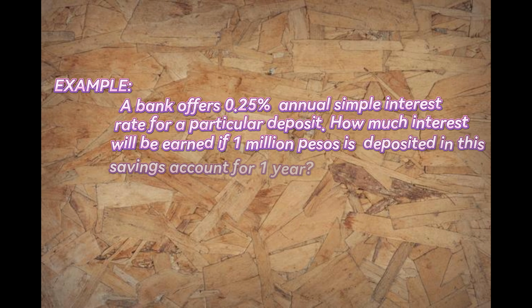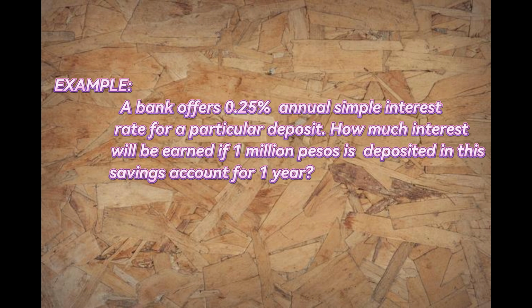So let's move to our first example. A bank offers a 0.25% annual simple interest rate for a particular deposit. How much interest will be earned if 1 million pesos is deposited in this savings account for 1 year? And before we compute this problem, the first thing we will get is the given, so that we won't be confused when computing. So let's write the given.